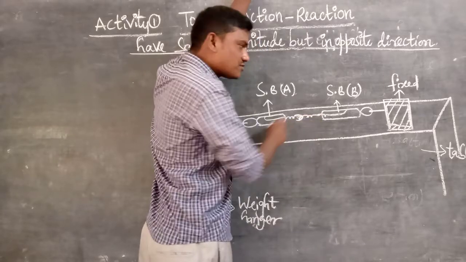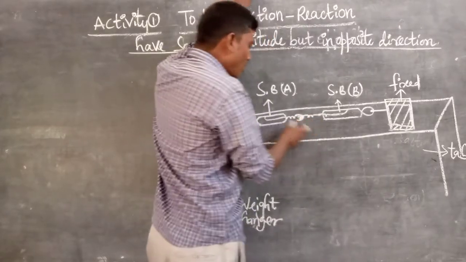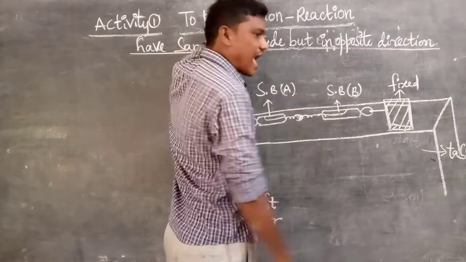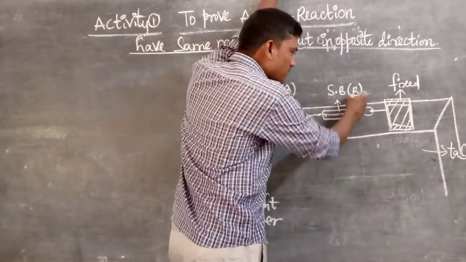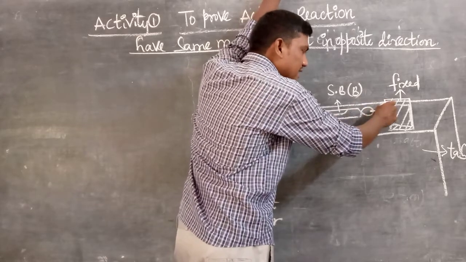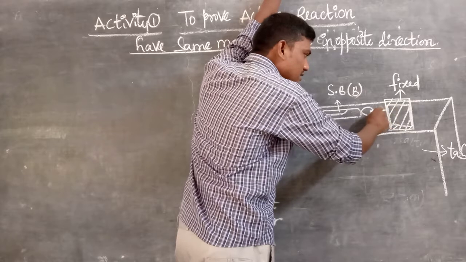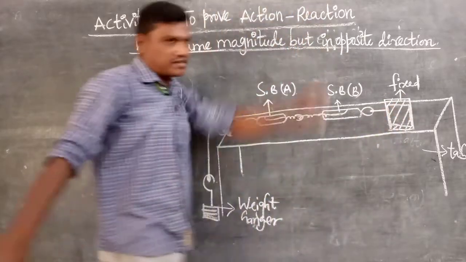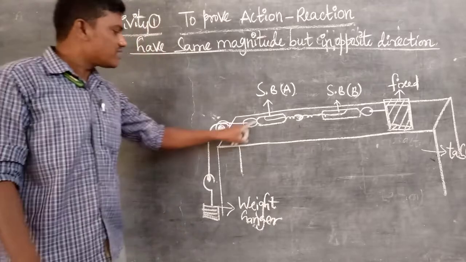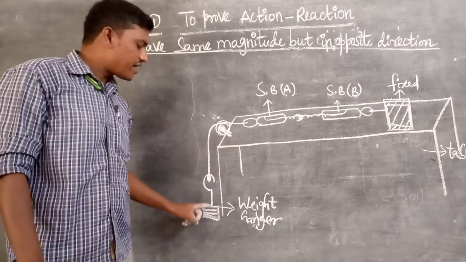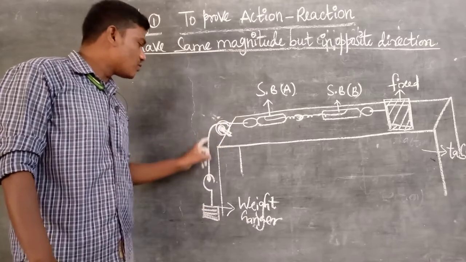These two are attached to each other, and so one spring balance we consider as A, another one we can consider as B. The free end of the B spring balance is connected to a fixed rigid body through a string.